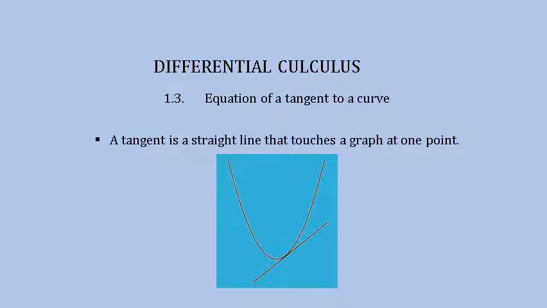Today, the topic is equation of a tangent to a curve. So first of all, you must ask yourself, what is a tangent? So here is the definition. A tangent is a straight line that touches a graph at one point. As you can see, this line is the tangent.